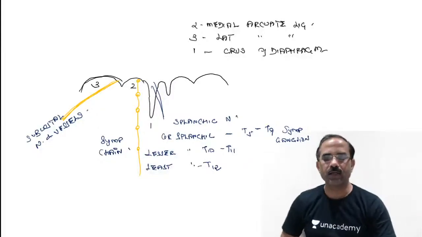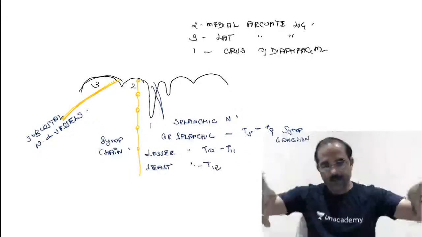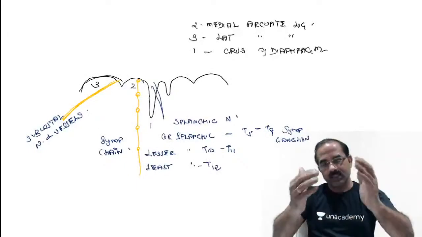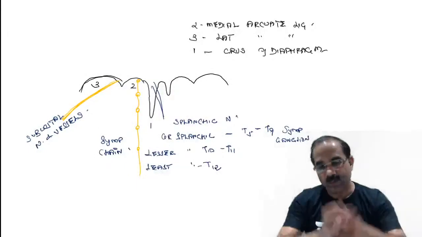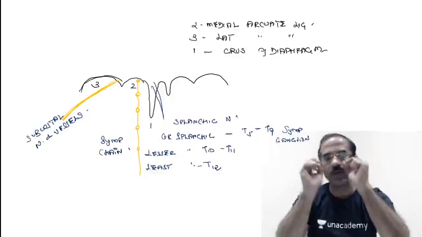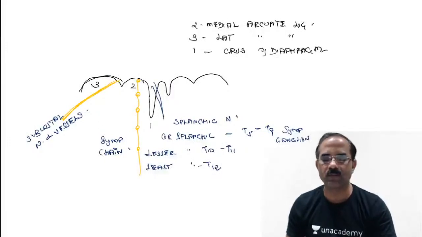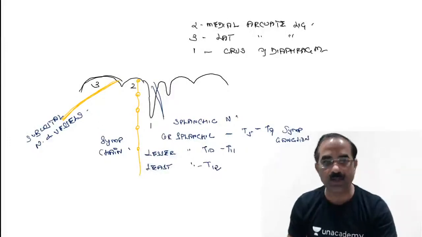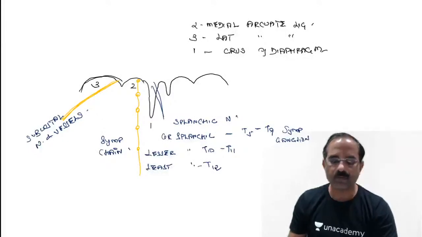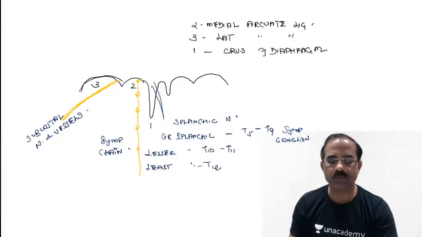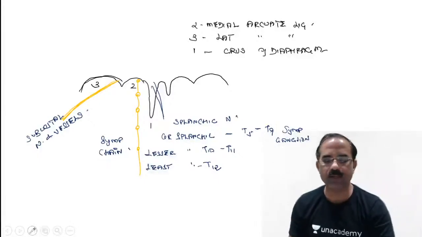Okay, so greatest splanchnic, lesser and least splanchnic. Greatest splanchnic arises from T5 to T9 sympathetic ganglions, lesser splanchnic from T10 and T11, and least is T12. Now these are the sympathetic fibers, preganglionic sympathetic fibers. These are known as splanchnic nerves. Okay, fine students, I'll proceed then. We'll go to the next slide.